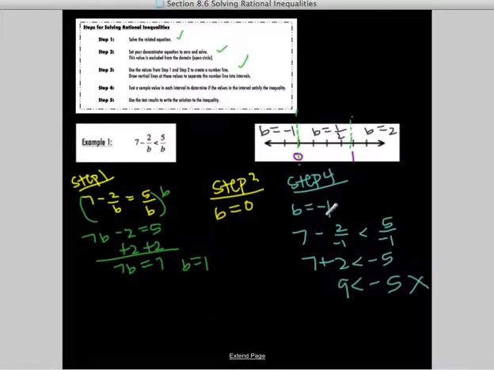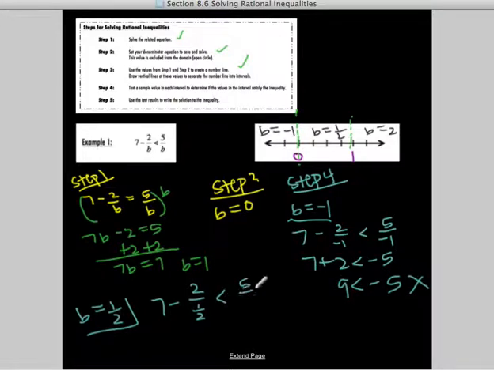Okay, so then I move on. There was my first point. Now I'm going to continue checking the next point, 1/2. So b is equal to 1/2. So I try this, I would have 7 minus 2 over 1/2. Is that less than 5 over 1/2?